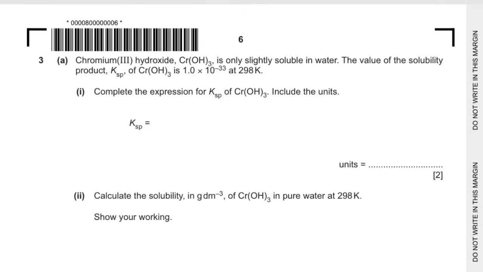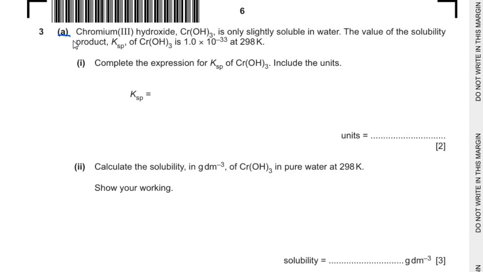Here is question 3. Part A: chromium(III) hydroxide, that is Cr(OH)3, is only slightly soluble in water. The value of the solubility product Ksp of chromium hydroxide is 1.0 x 10^-33 at 298 Kelvin. Now complete the expression for Ksp of chromium hydroxide and include the units.